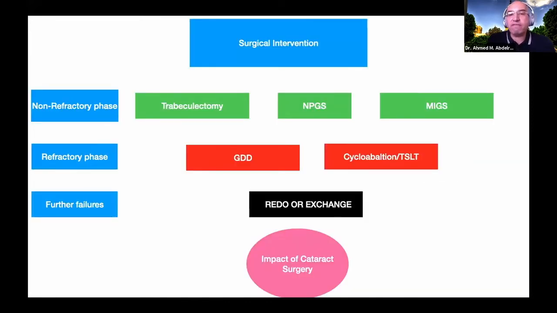Now, let me try to put a graph for everything available nowadays, because there are many surgical options, many opinions, and definitely supporters for each technique. Let me try to classify. The patient can be in the non-refractory phase, meaning this is the first surgery, or in the refractory phase, meaning he had a surgery which failed, or sustained further failures. If the patient is fresh without previous surgery, we can go for trabeculectomy, non-penetrating surgery, and MIGS. If the patient is refractory, we can think of glaucoma drainage devices and cycloablation. If the patient had further failure, we can think, shall we redo the valve or switch to cycloablation, or vice versa? And then what is the impact of cataract surgery on glaucoma control?